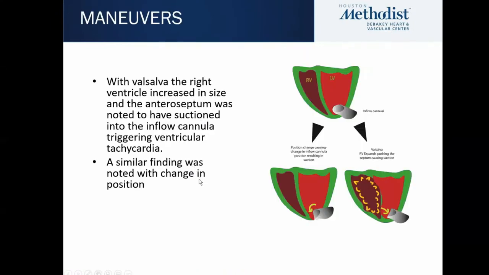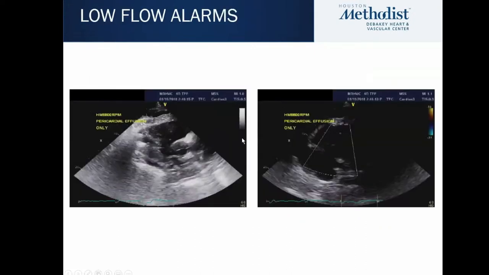Now, certain maneuvers can also help in understanding what is happening to the inflow cannula. Particularly, again, the septal interaction is important. While you're doing echocardiogram, you can make the patient do a Valsalva maneuver, or if they're having suction events, you can reproduce the same position that they were having suction events in, and see if with that change in position, you were able to demonstrate the suction and capture it on echo concomitantly.